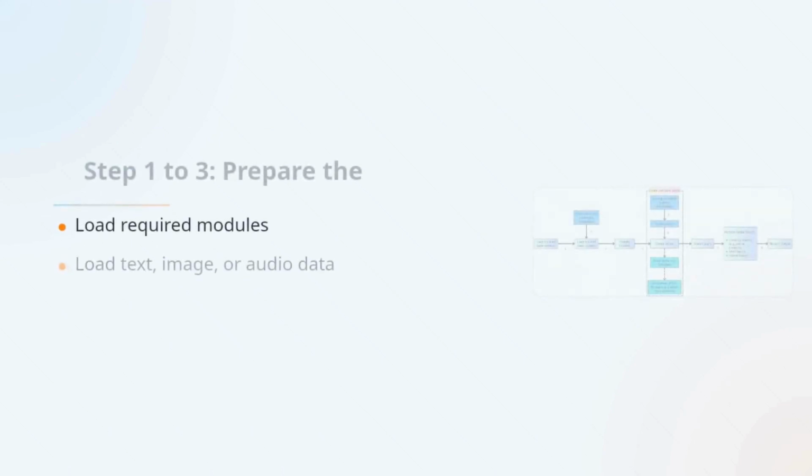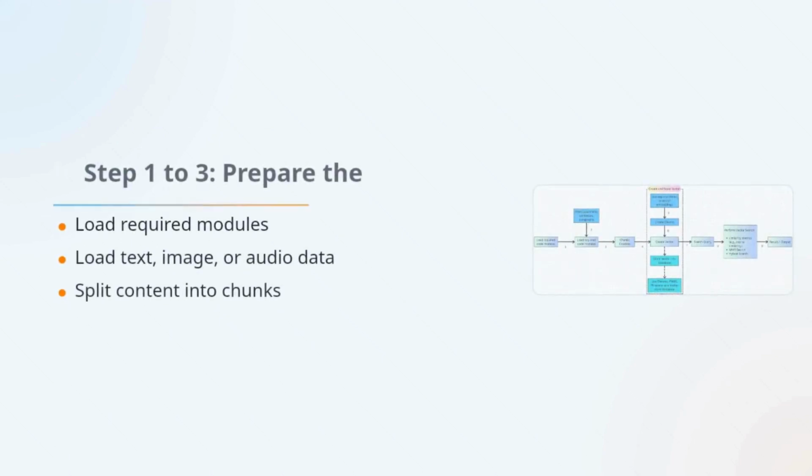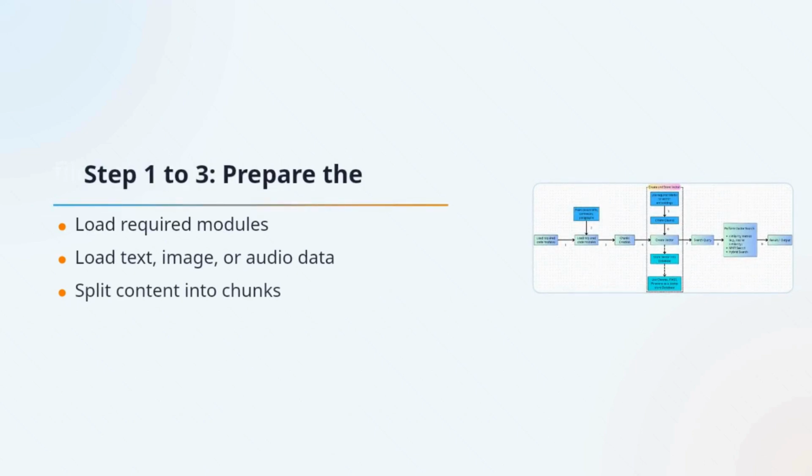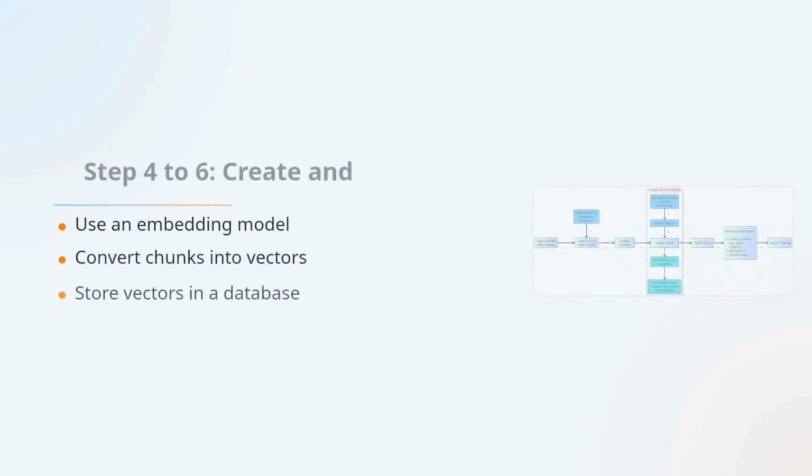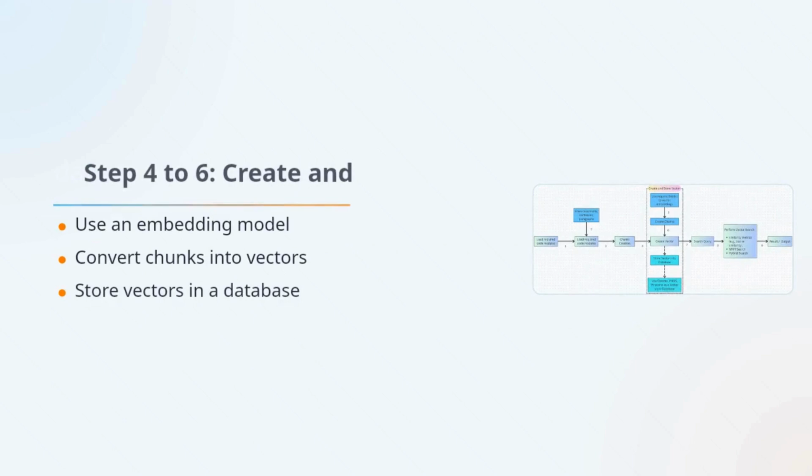Now let's move to the workflow. First, we load the required code modules for embeddings and vector search. Next, we load the source data, which can be text, images, or audio. For text-based retrieval, the content may come from documents, sentences, or paragraphs. Then we split large content into smaller chunks. This step is very important because embedding models and language models have token limits, and smaller chunks also improve retrieval quality. After chunking, we create an embedding model instance, such as OpenAI embeddings.